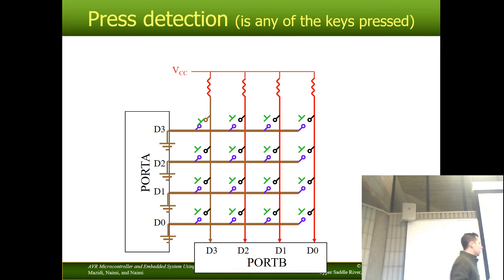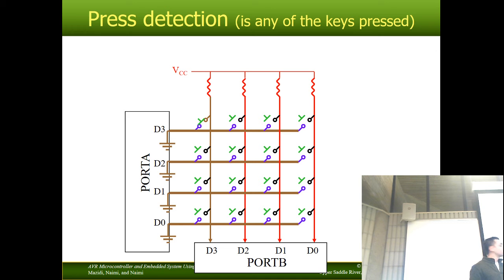Now, right now D3 is grounded. What would happen if in addition to pressing this button, I also pressed this button? What other lines would change? And what would they change to? D1. So are you talking about this D1 or that D1? This D1. This port A is D1.